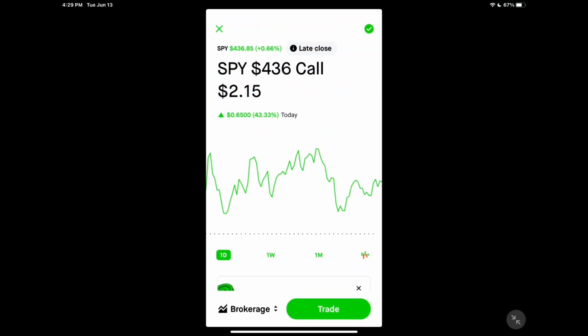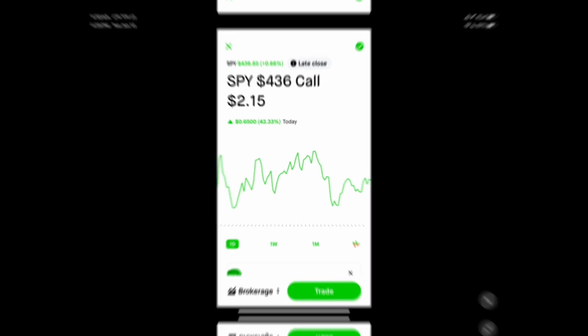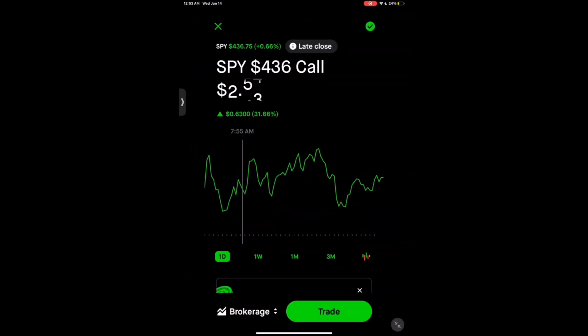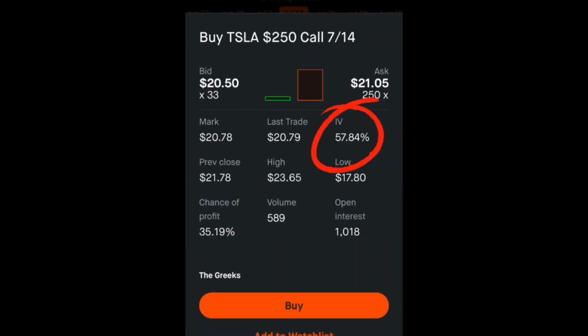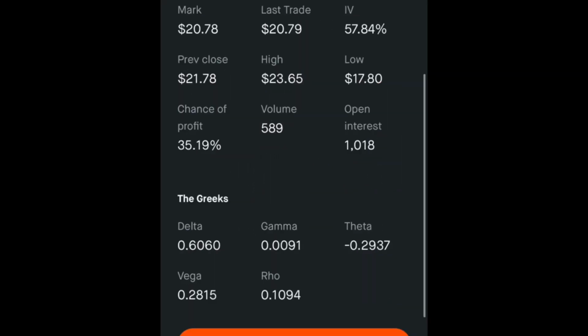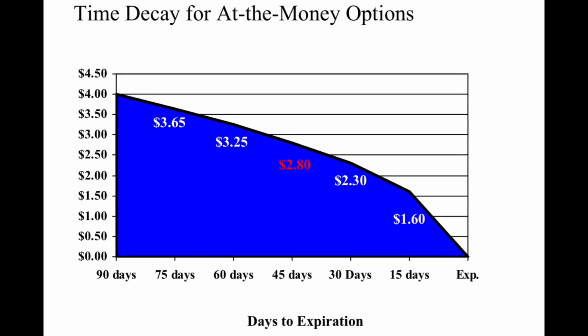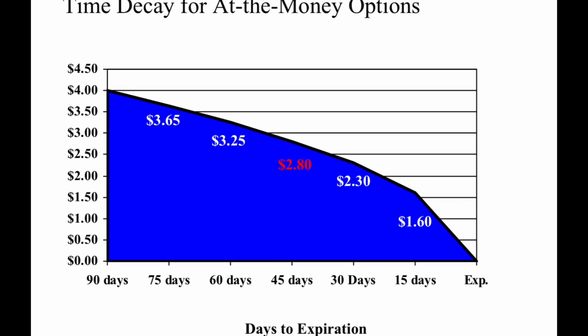Now, when you buy an option contract, you're going to get a graph similar to this. This will move depending on how the stock moves. The price of the contract will fluctuate. Now, be careful with the IV, because the IV and the Vega can impact the pricing of an options contract. Once we start getting closer to expiration, it starts dropping significantly.